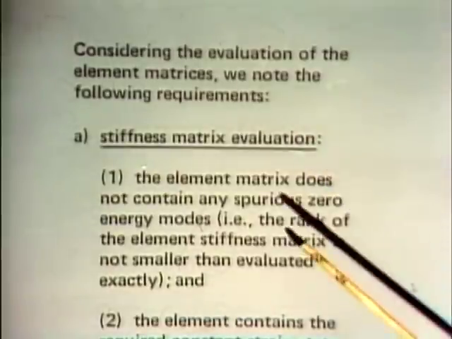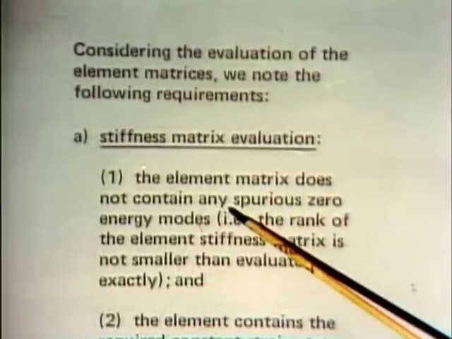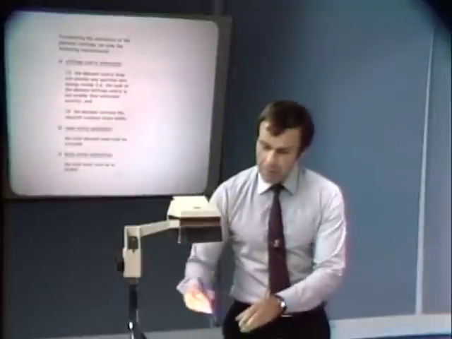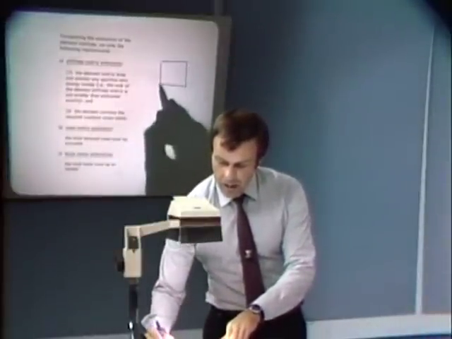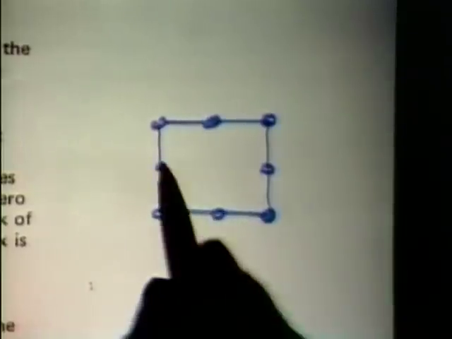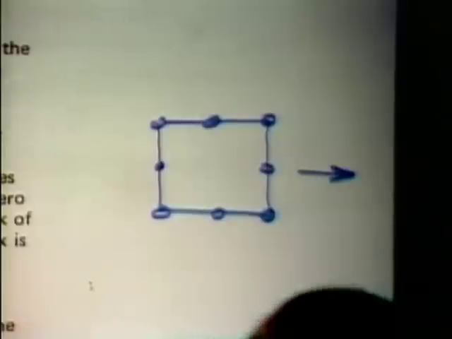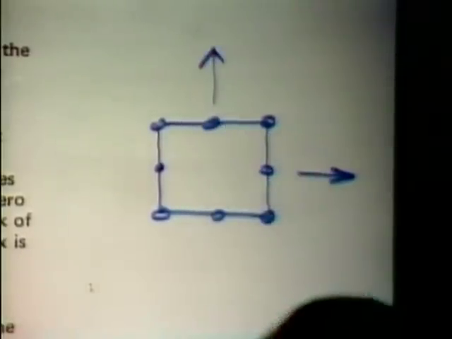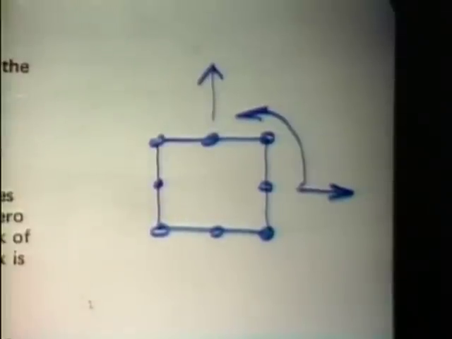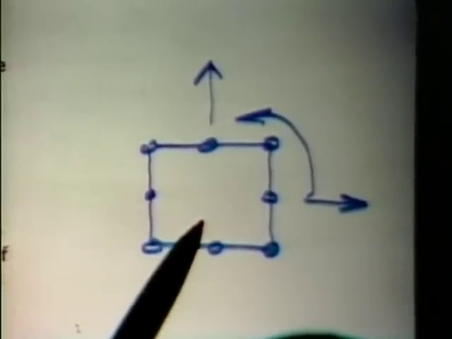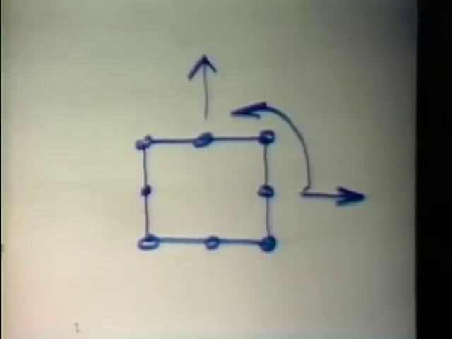Well, considering then the evaluation of the element matrices, we should notice the following requirements. For the stiffness matrix evaluation, we note that the element matrix should not contain any spurious zero-energy modes. What do I mean by that? Well, I mean that if I have an element such as that element here, we know that if you're talking about a plane stress element, there are only 3 rigid body modes: one rigid translation this way, one rigid translation that way, and one rigid rotation of the element that way. These are the only three rigid body modes that the element stiffness matrix should contain. It should, of course, contain these in order to satisfy the convergence requirements that we discussed earlier.